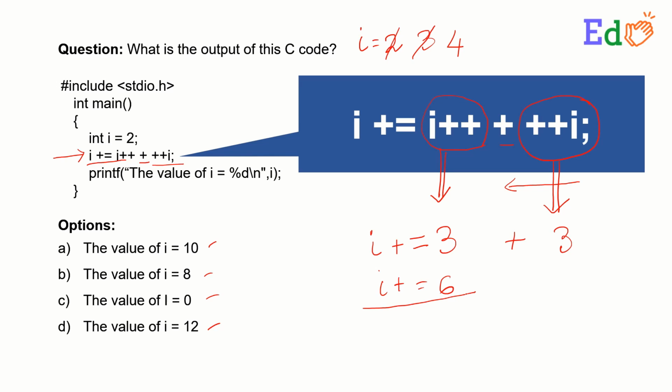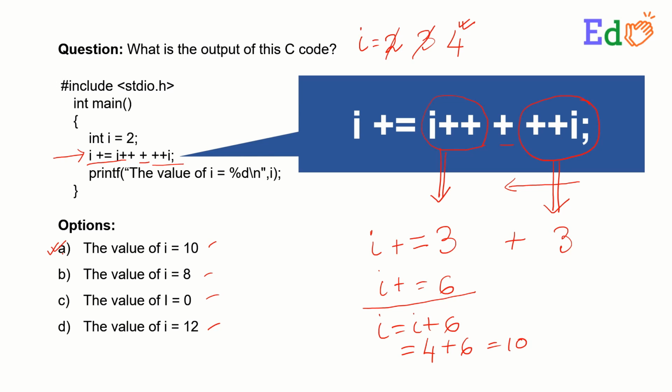In a simple way we can write i = i + 6. What is the value of i? The current value of i is 4. So we add 4 plus 6, which equals 10. So the value of i becomes 10, and answer A is the correct one.